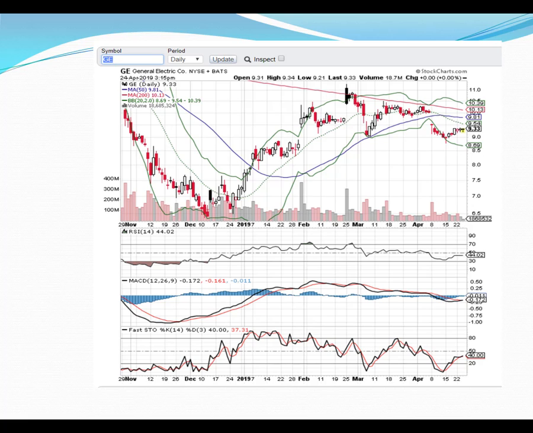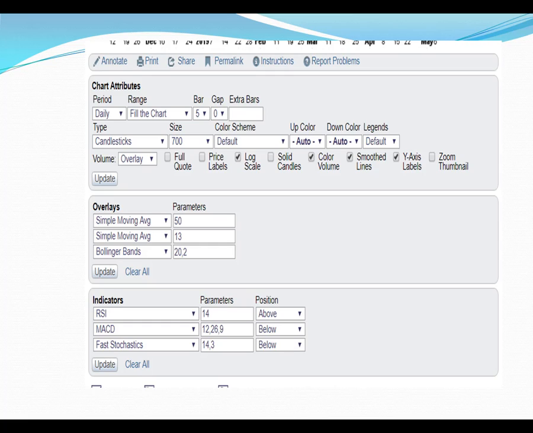So as we move into this a little bit more carefully, we're going to change this up a little bit. Here's the settings that we have for the current settings. We want to make sure that we have the daily mark here under period. The rest of these go to default. It should look something like this in our chart attributes.